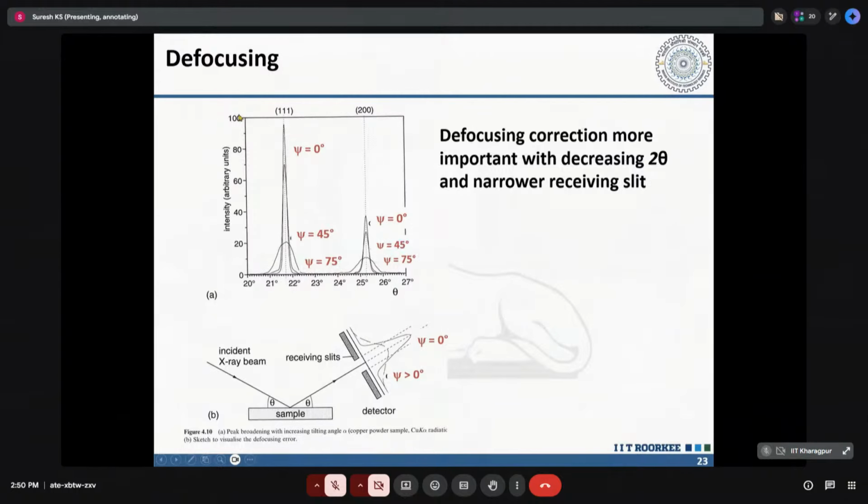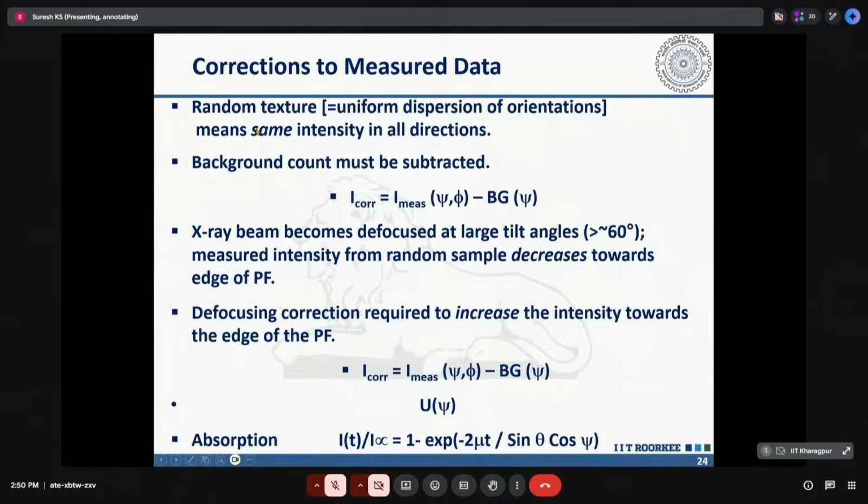So these are called the defocusing corrections. And apart from that, one should also do the background correction. If you remember, I mentioned in the beginning that our background is not always going to start at 0, but it's going to have some pre-defined values. So this one needs to be subtracted, and then depending upon the chi and phi for a given 2 theta, this again needs to be applied.